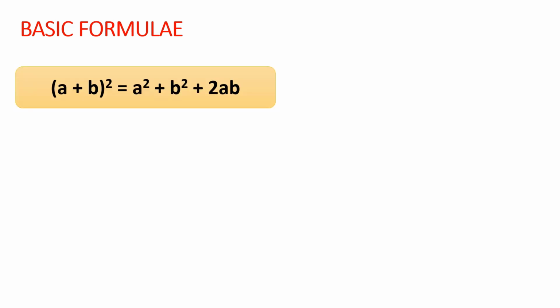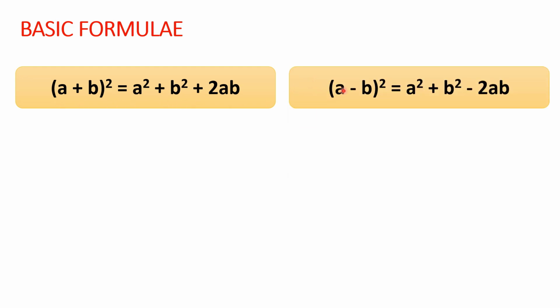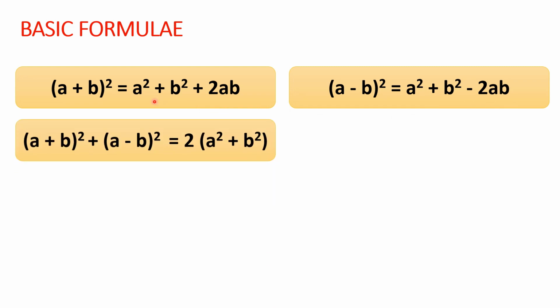Next we will move to the basic formula section. In this section, we have to remember some of the formulas. Please make a note of them so that you can revise them at any time. The first formula is (a plus b) the whole square is equal to a square plus b square plus 2ab, and (a minus b) the whole square is equal to a square plus b square minus 2ab.